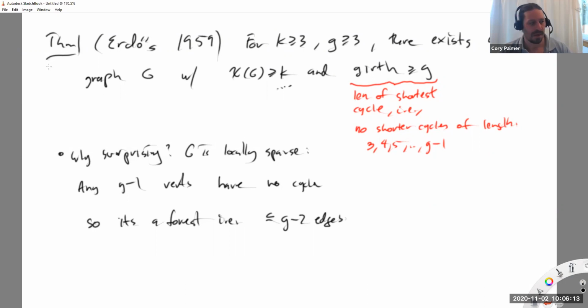What do they look like? And now there are algorithmic versions of this theorem that actually do construct these graphs, that can find you graphs with a chromatic number k and girth at least g. So it is possible to construct them. And there are further generalizations of this theorem as well, to directed graphs and things like that.